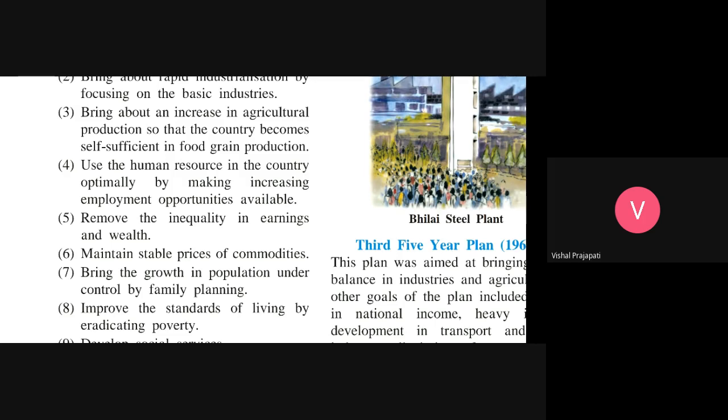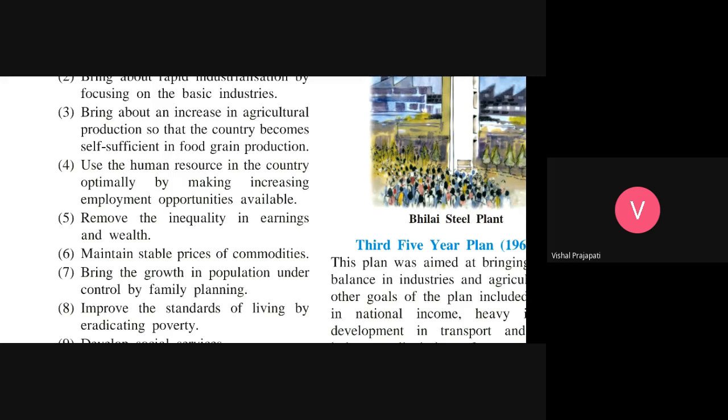Because we have a huge workforce in our country. We have many people who can work for our country. It is our human resource. It is one type of resource. People of the country are one type of resource for that country. So by making these people literate, giving proper training and proper attention, this human resource can be used optimally. It means with good efficiency and good productivity, by increasing employment opportunities available.